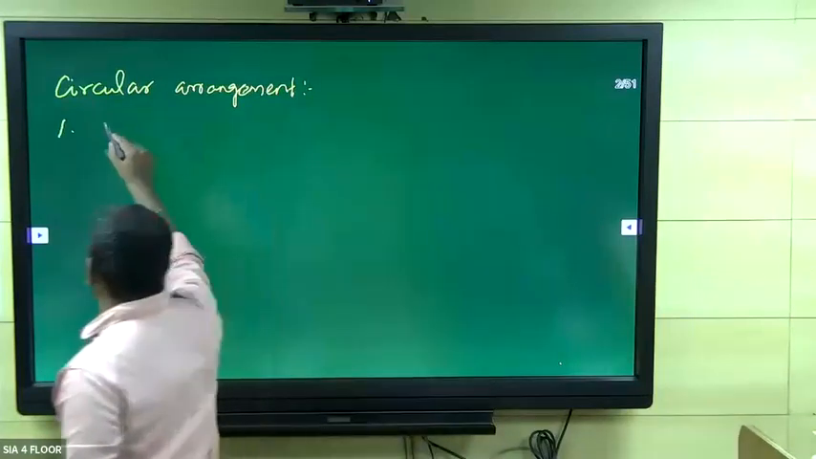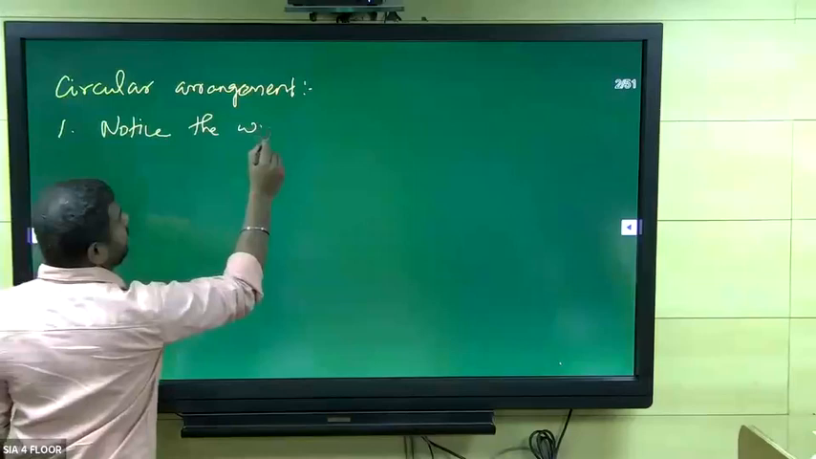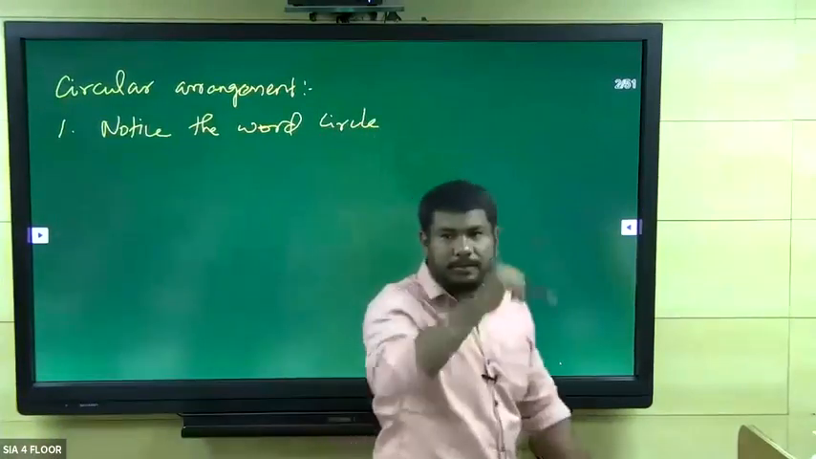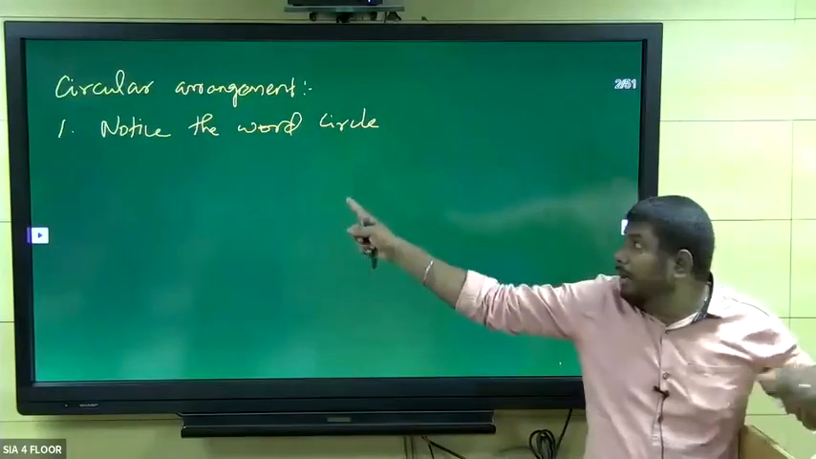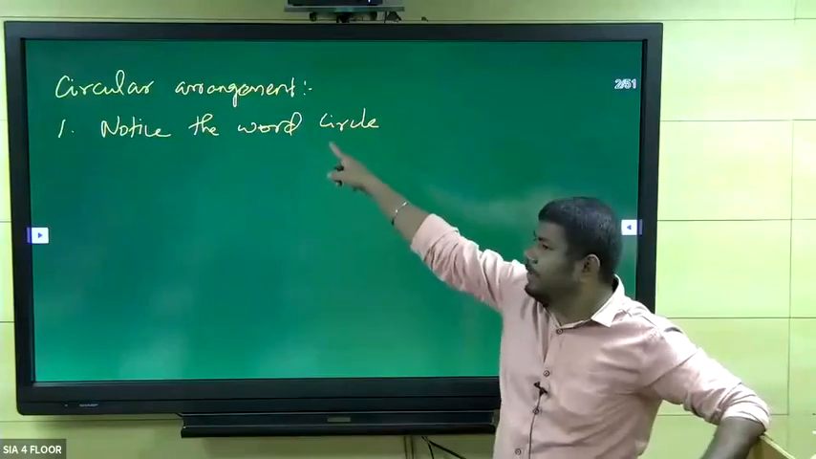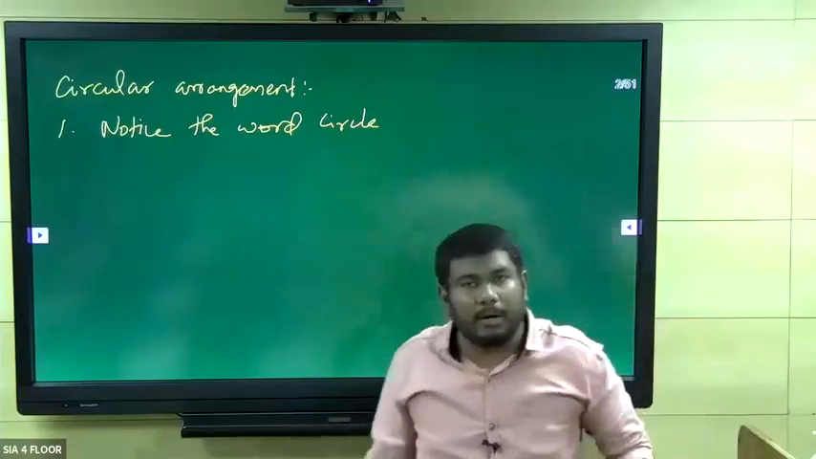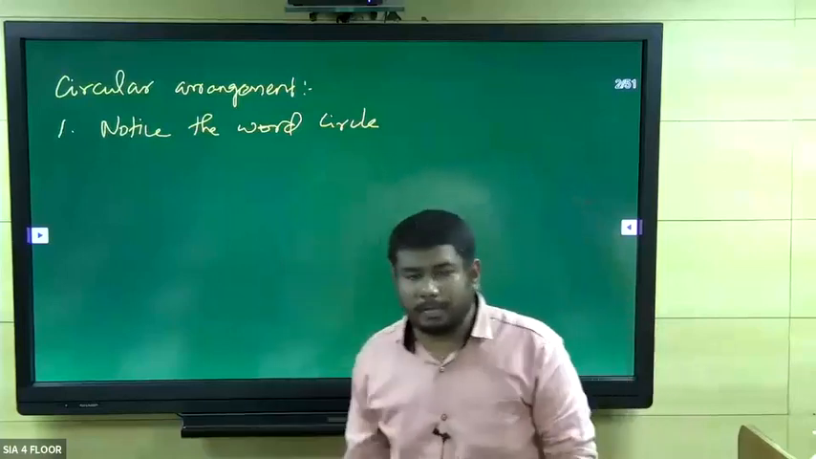For that, we have some words to identify whether the given arrangement is circular or not. First, we should notice the word circle. This is the very important first thing to check. Either they will mention circle or they will mention a round table. This is very important, right?